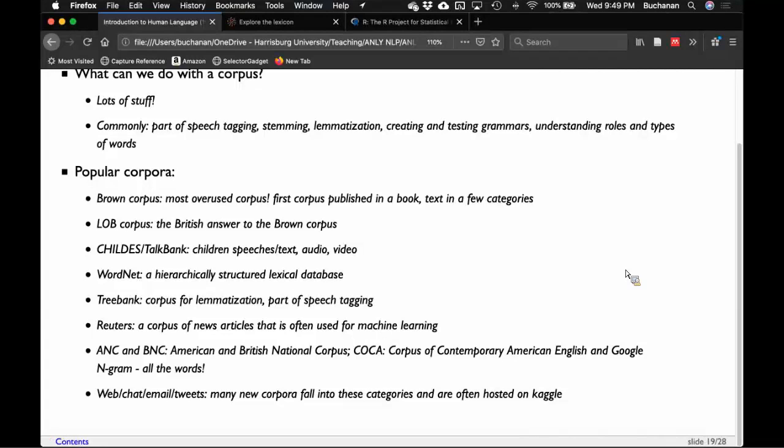Okay, so web, chat, email, tweets. These are many of the new corpora that Kaggle has. So Kaggle has a lot of them, like Amazon, Yelp, Twitter, sentiment data sets, product reviews, and so on. There's a ton of stuff available, especially now that the internet allows us to collect this data and put it in one place. Actually, Harvard just the other day, like 2 days ago, I think, released a political speeches corpus that is one of the largest to date.